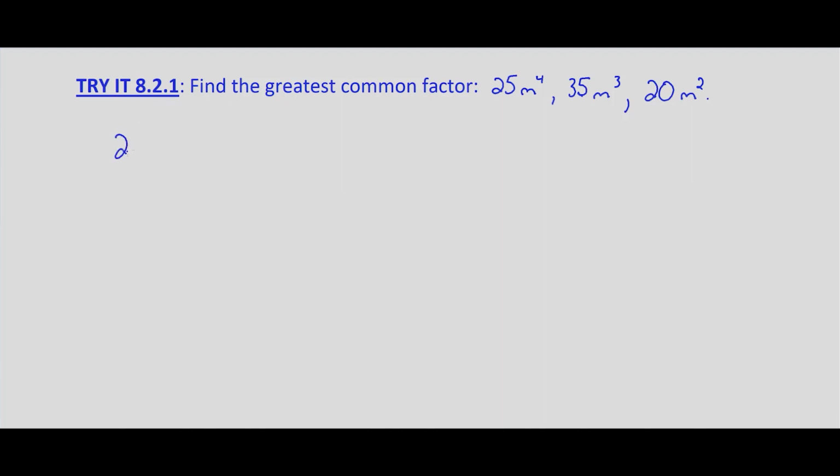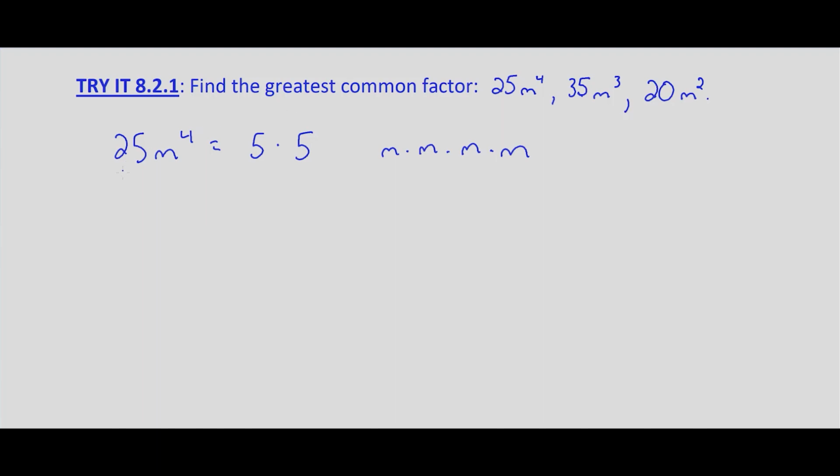If we take 25m to the fourth, we write the factors of the constant first, so this would be 5 times 5. And then we'll go off to the side just a little bit, so we'll leave room for other factors in case there are some. So we'll leave a little bit of a gap here, and then m to the fourth is just going to be m times m times m times m.